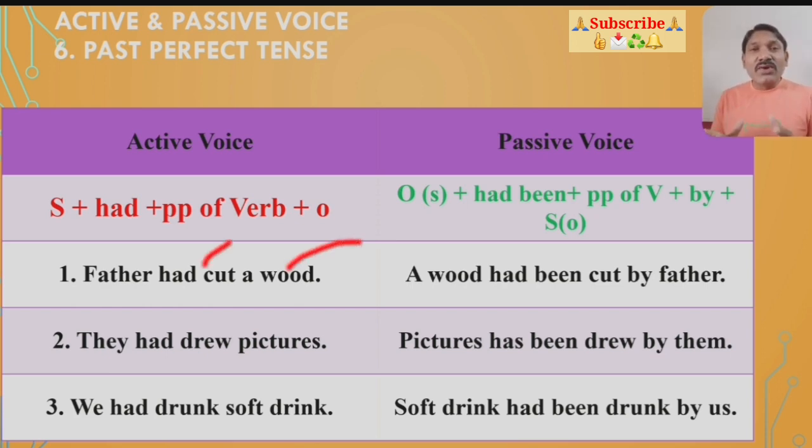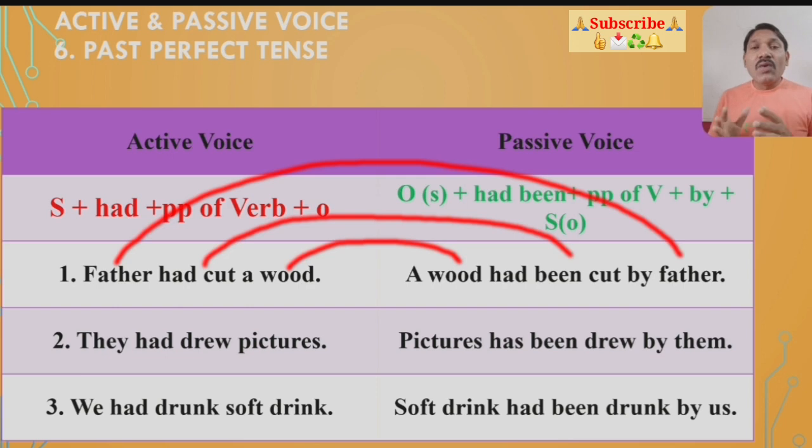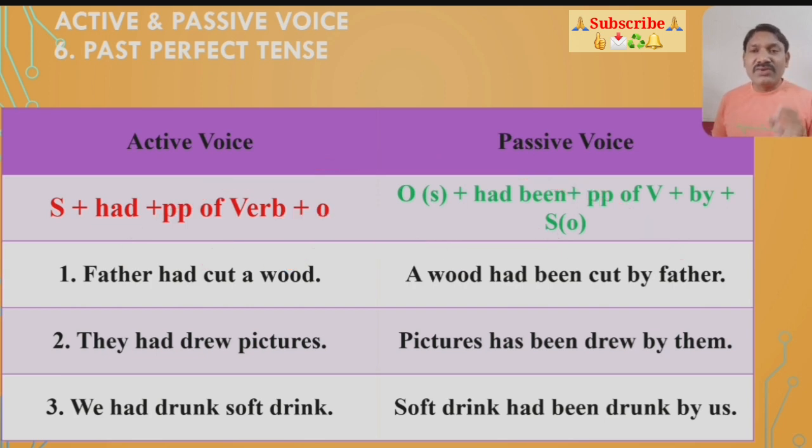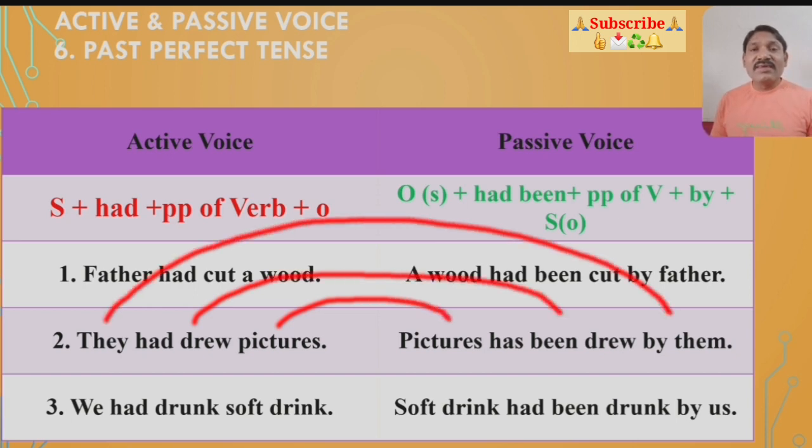We have to switch the role of subject and object. A wood had been cut by father. So wood becomes subject here and the subject becomes object here. Second example, they had drew pictures. See student, they is a subject here, drew is a verb here, and pictures is object here. Now see, in passive voice, the sentence will be pictures have been drew by them.